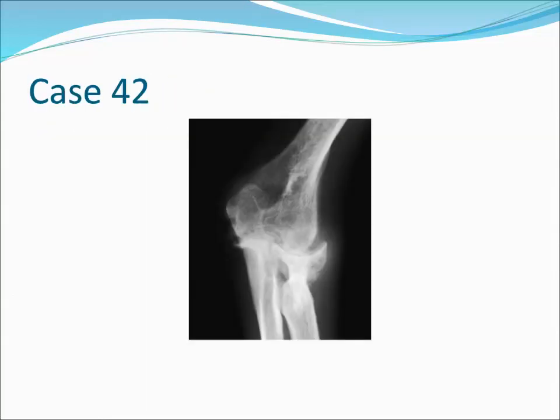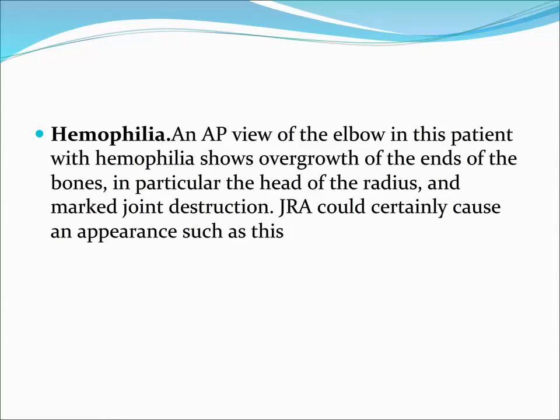Hemophilia. An AP view of the elbow in this patient with hemophilia shows overgrowth of the ends of the bones, in particular the head of the radius, and marked joint destruction. JRA could certainly cause an appearance such as this.